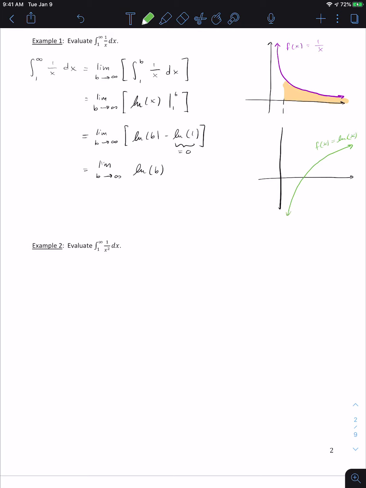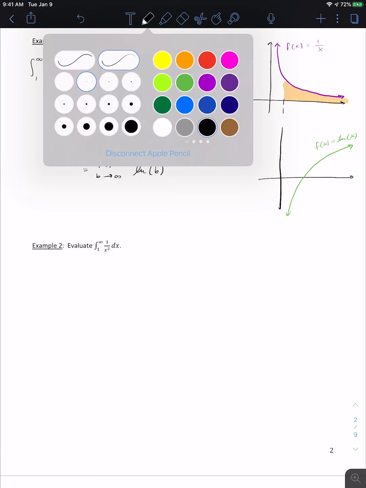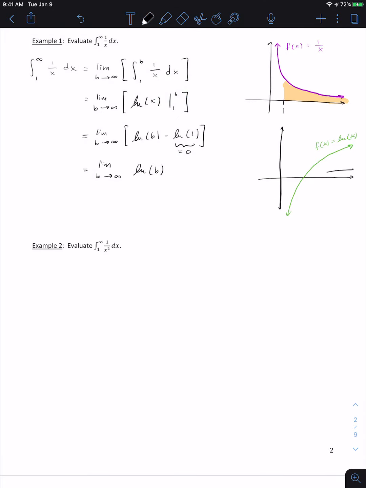So as x goes to infinity, this also goes to infinity. Right, as I go this way, my graph keeps growing that way. So in other words, this limit is infinite. So since the limit is infinite, this integral diverges.